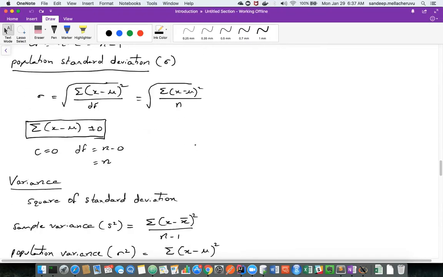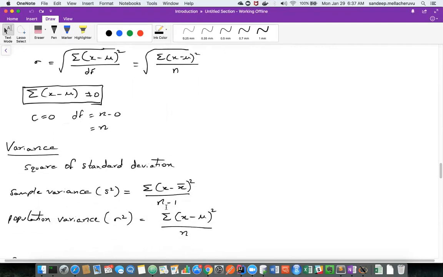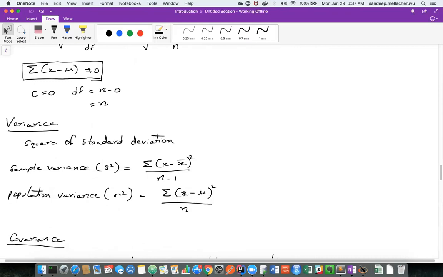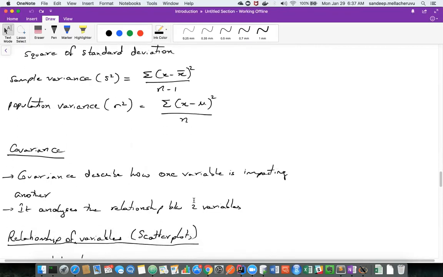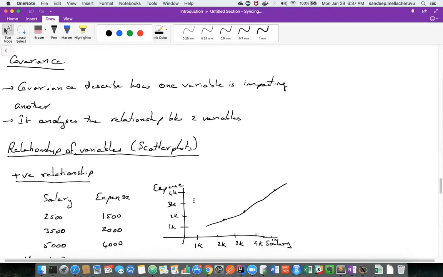And variance is simply the square of the standard deviation, which means the square root will get cancelled. All you get is this formula, where sample variance is sigma (x minus x bar) squared by n minus 1, and population variance is sigma (x minus mu) squared by n. So this is what we discussed a day back, and then we started with covariance.